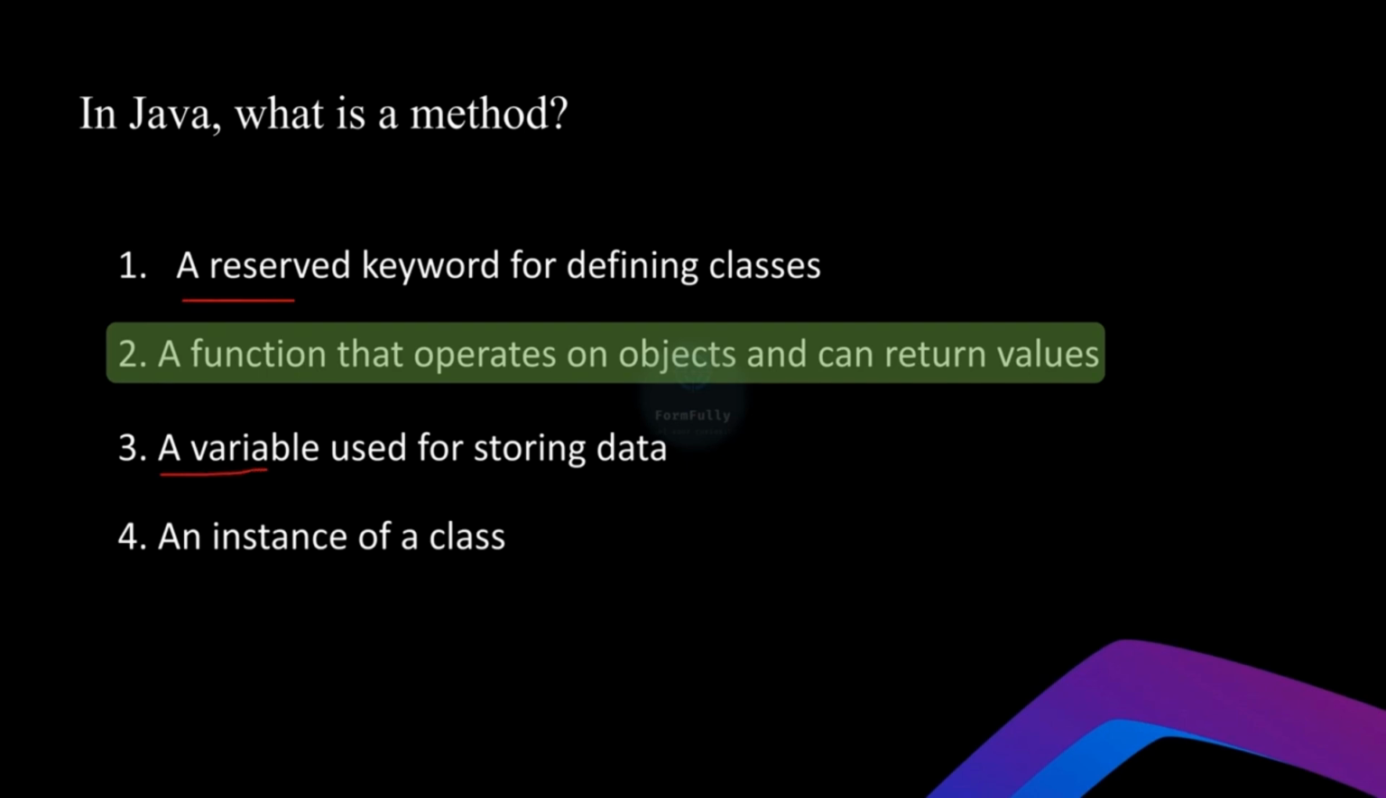A variable used for storing data, this describes a variable, not a method. An instance of class, this describes an object, not a method. So the correct option is 2.